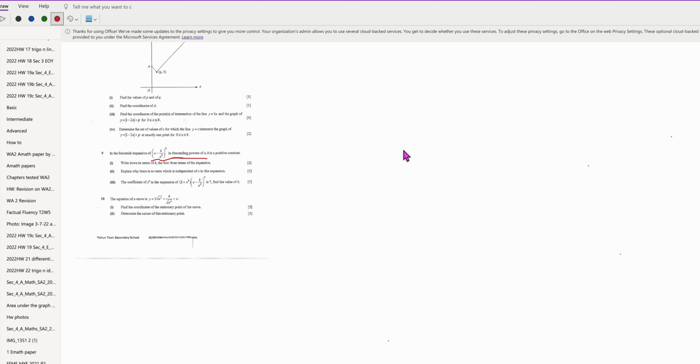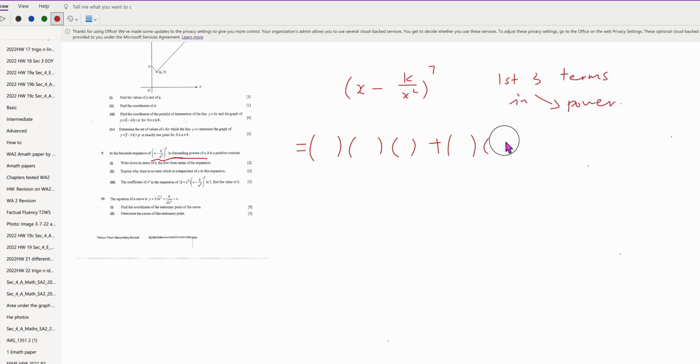In descending powers. So this also shows you how you do the expansion. So given this, if they ask for the first three terms in descending power, then basically you just write down the three brackets first. Three terms, so 3 brackets. Just write it down first.